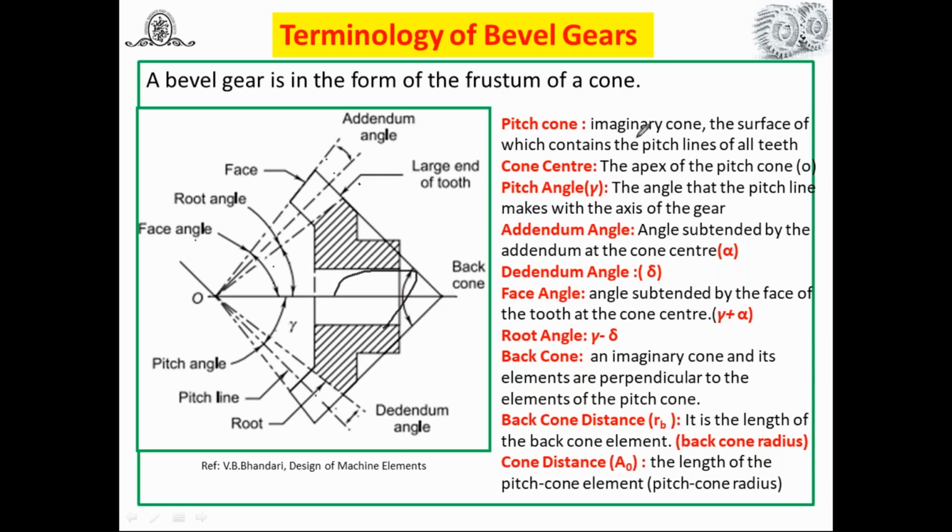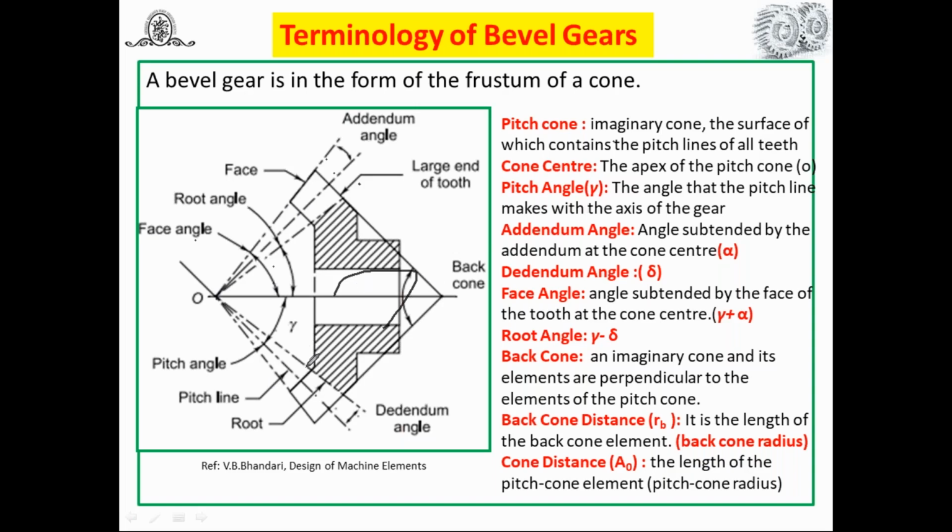Then another term, the pitch cone. What is the pitch cone? As I stated, in bevel gears, when a cone is cut by a horizontal cutting plane, the remaining part is a frustum of a cone. Pitch cone is an imaginary cone, the surface which contains all the pitch lines. All these lines are pitch lines on the circumference of that frustum. Cone center means the apex of the pitch cone. This is the cone center. You have to remember some of the terminology.